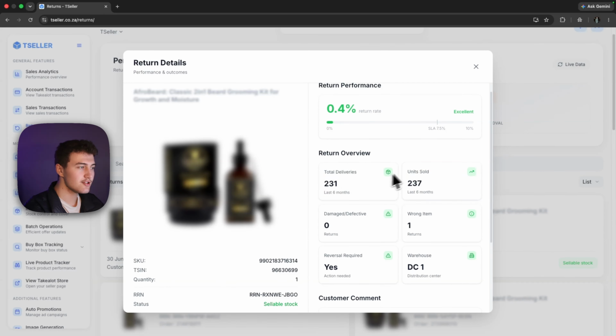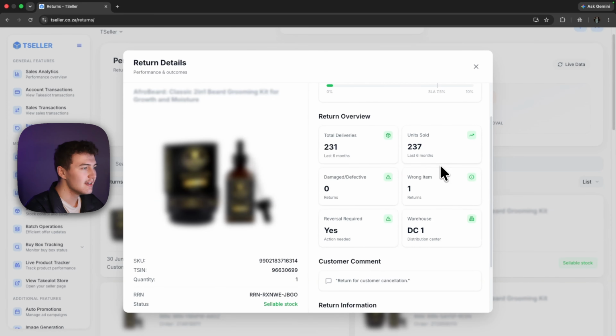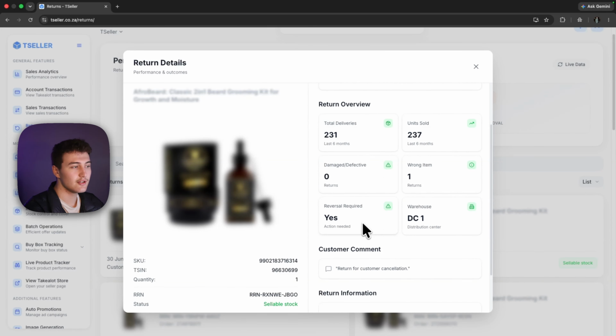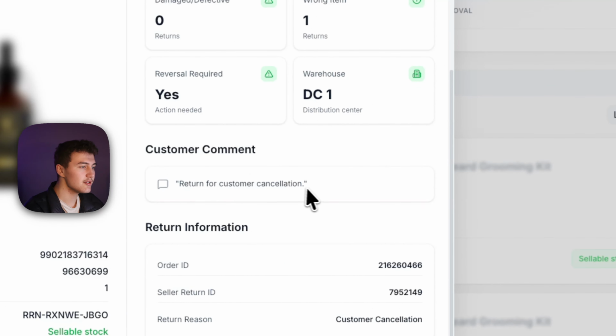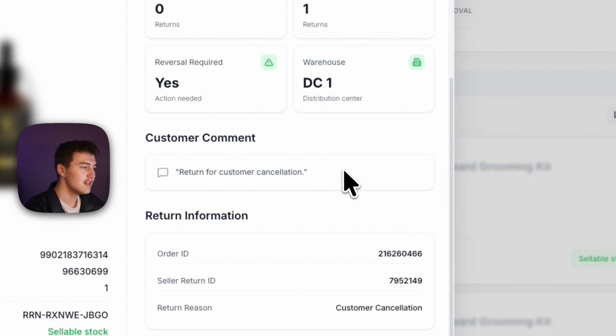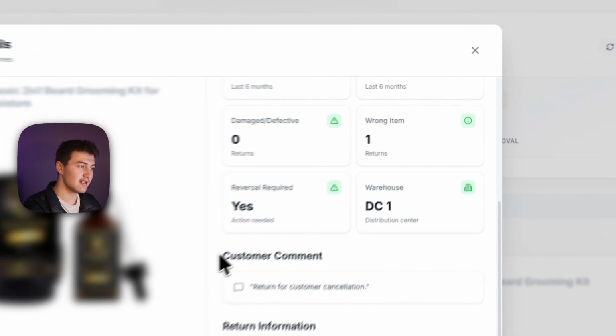Then we have a returns overview. So we can see total deliveries, 231. Units sold, 237. Defective or damage, 0. One wrong item, reversals required, yes. Then we can look at the customer comment for this one. So the return was customer cancellation. You get the order ID, you get the seller return ID, and you get the return reason. If the customer puts in a custom note, it will show under the customer comment.